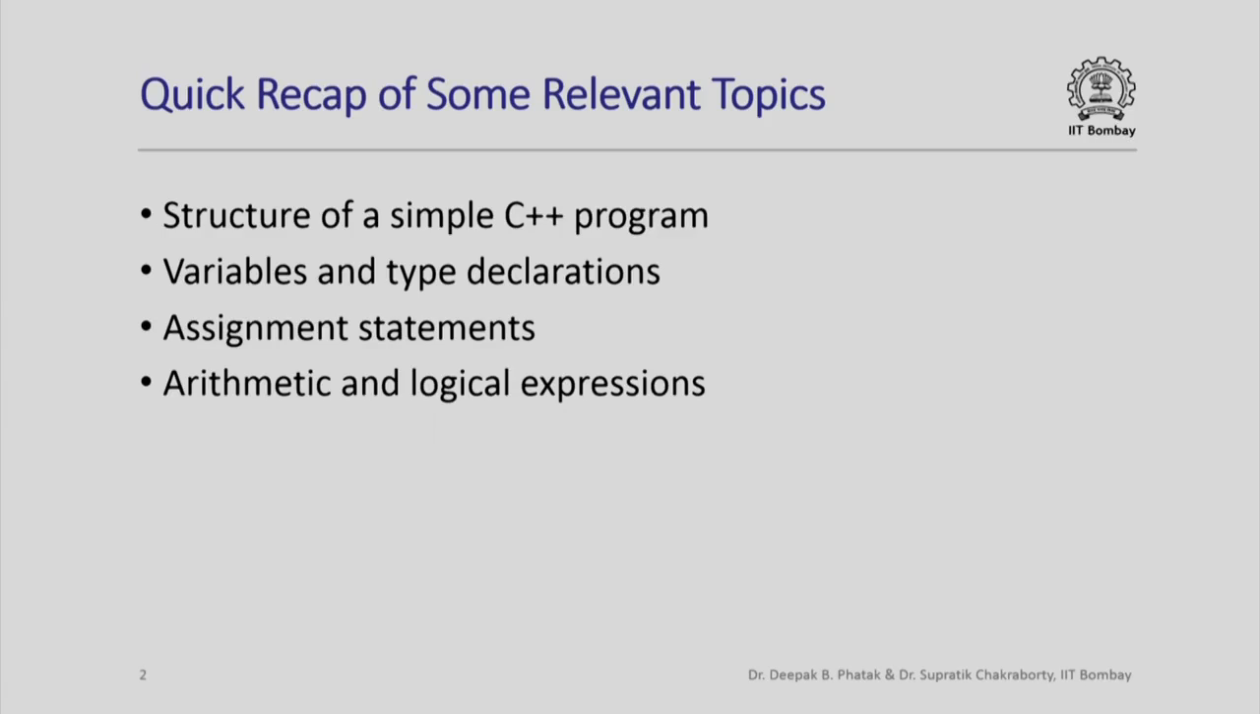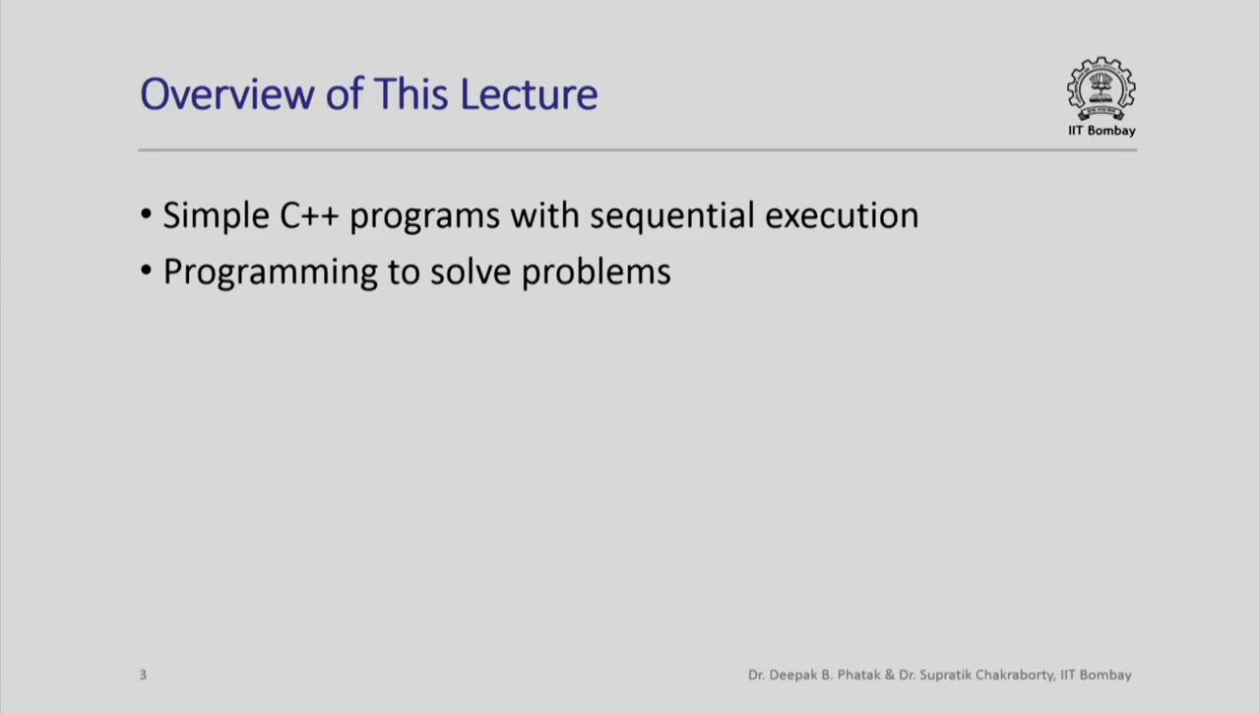We have seen the structure of a simple C++ program. Within it, we have seen how variables are declared and how their types are declared. We have seen the usage of assignment statements in C++ programs and the usage of arithmetic and logical expressions in assignment statements. In this lecture, we are going to look at sequential execution of statements in simple C++ programs, and we are also going to have an initial glimpse into how to solve some interesting problems using C++ programming.